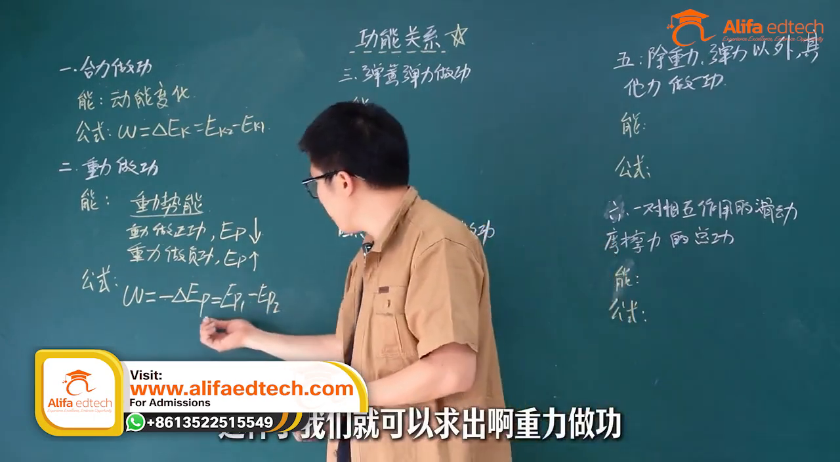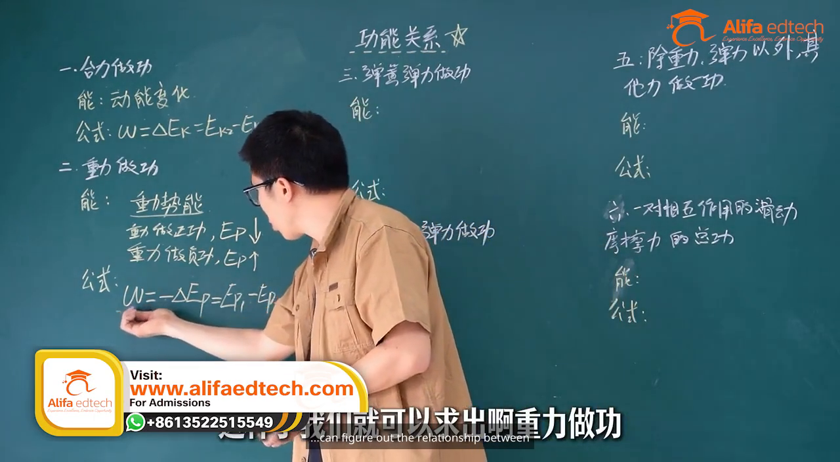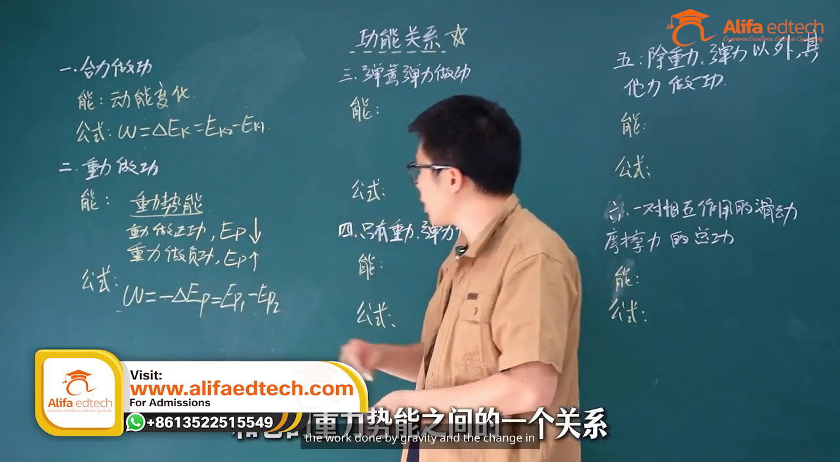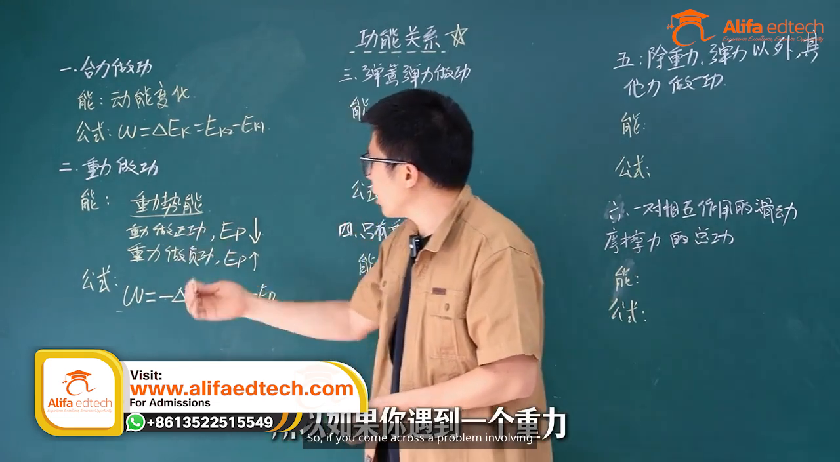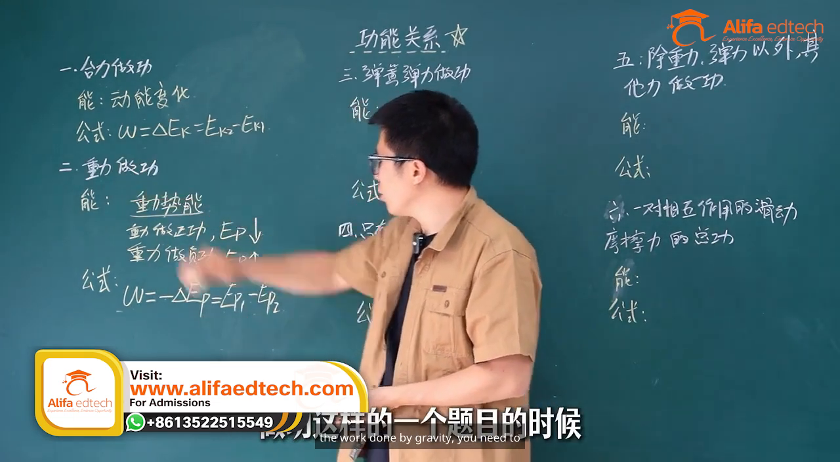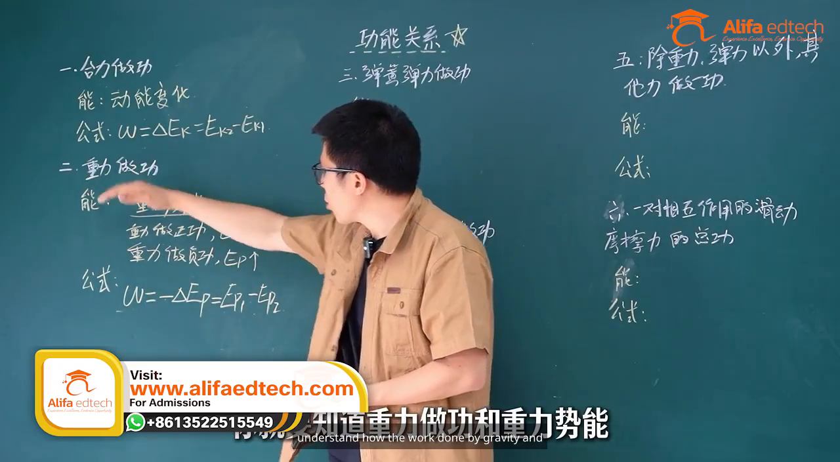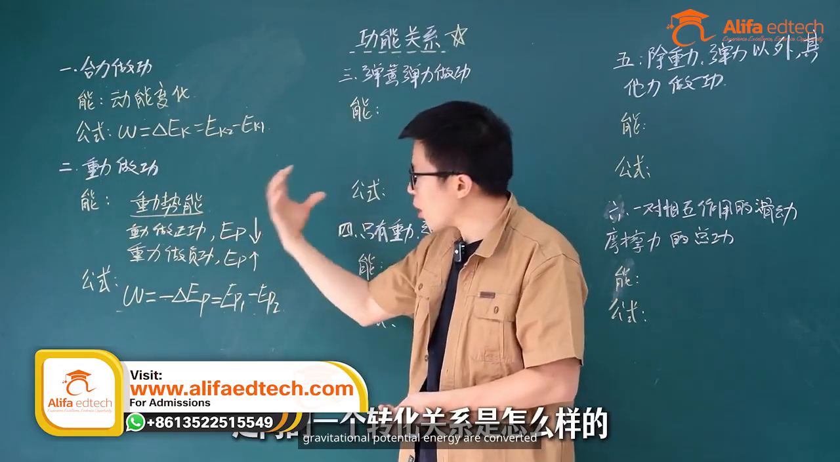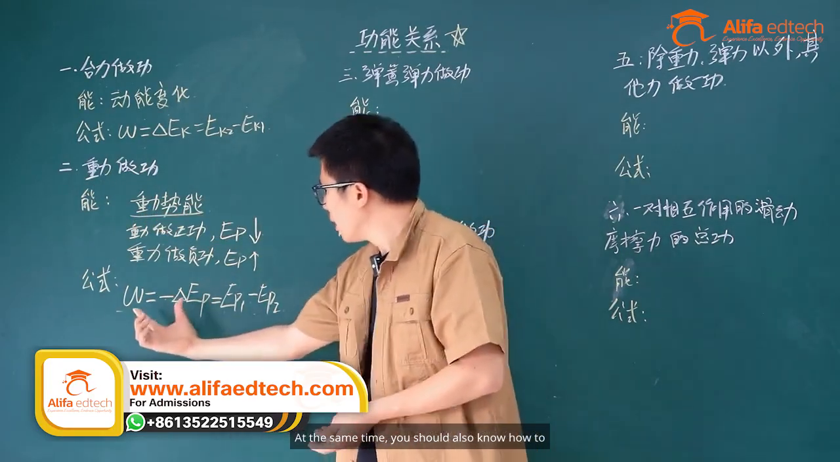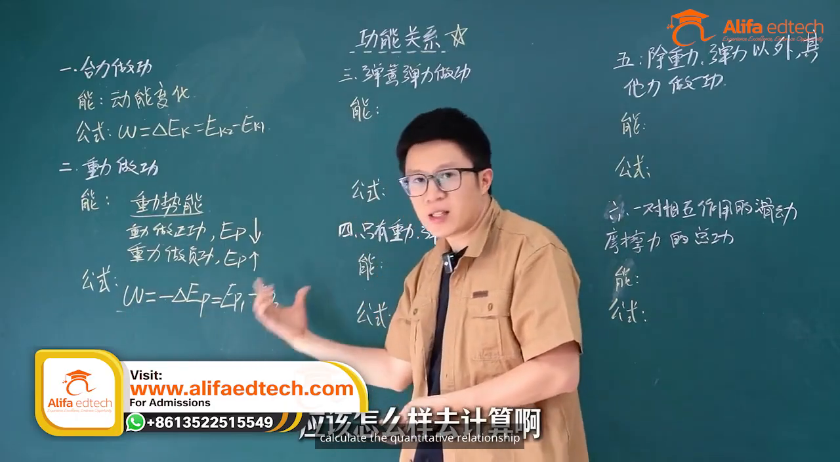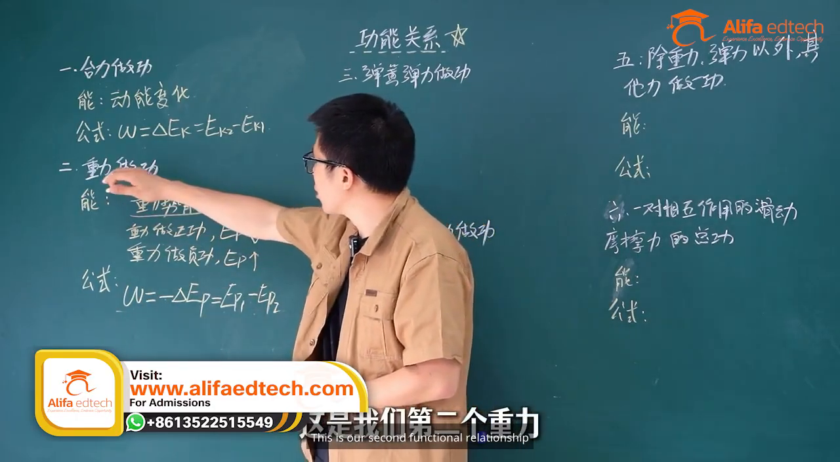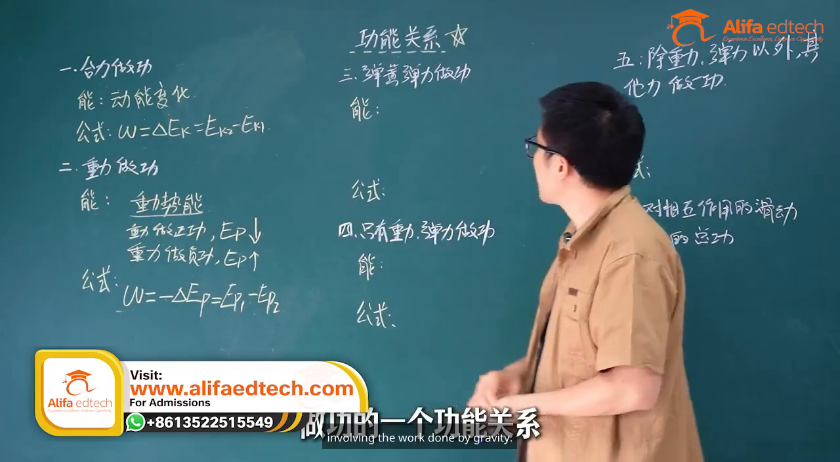In this way, we can figure out the relationship between the work done by gravity and the change in gravitational potential energy. So if you come across a problem involving the work done by gravity, you need to understand how the work done by gravity and gravitational potential energy are converted between each other. At the same time, you should also know how to calculate the quantitative relationship between them. This is our second functional relationship involving the work done by gravity.